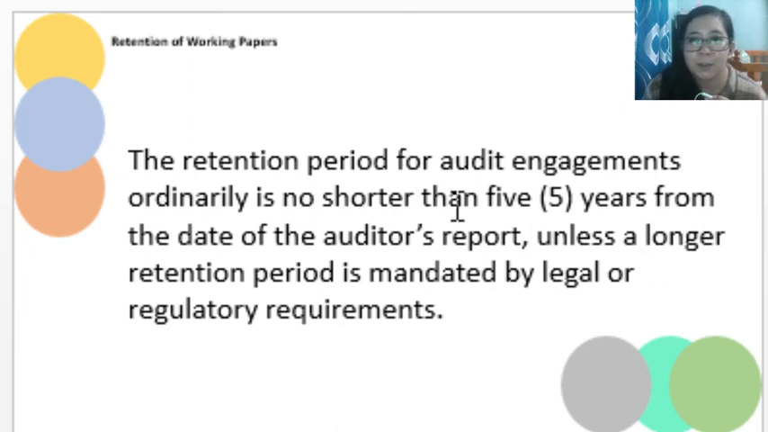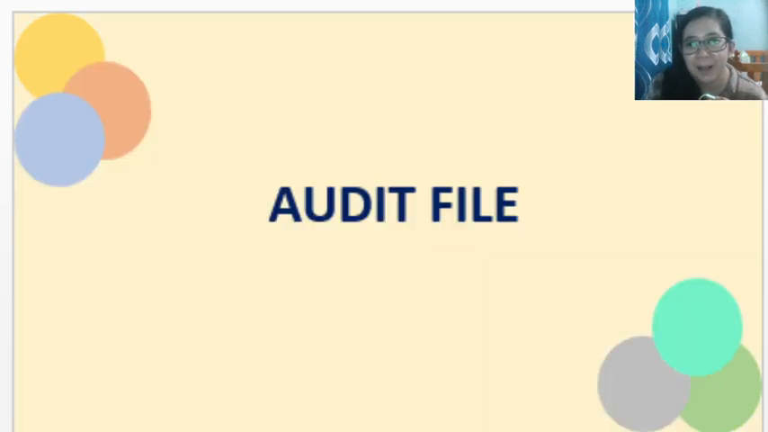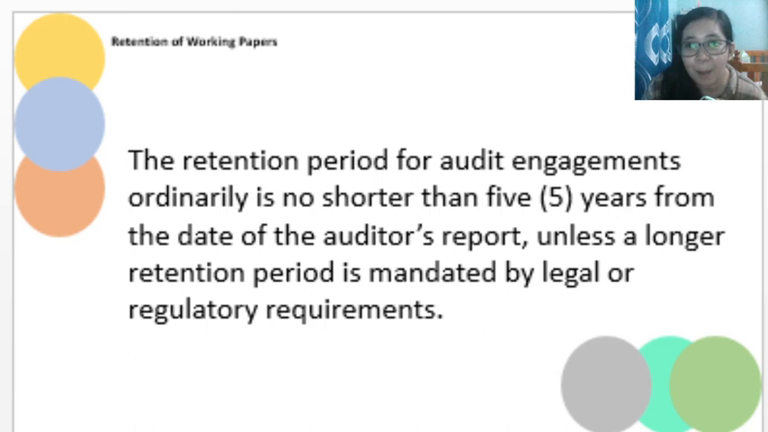And the retention period for audit engagements is ordinarily no shorter than 5 years. So a minimum of 5 years from the date of the auditor's report, unless a longer retention period is mandated by legal or regulatory requirements. So the safest, I guess, is 10 years. Okay, so that is how long working paper should be retained by the auditor or the firm.